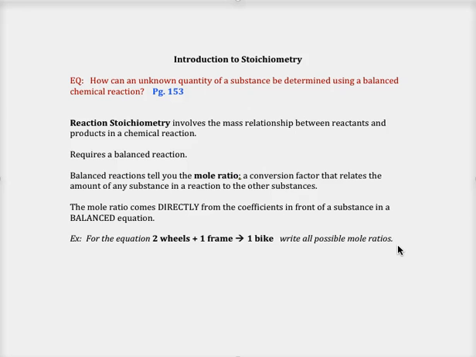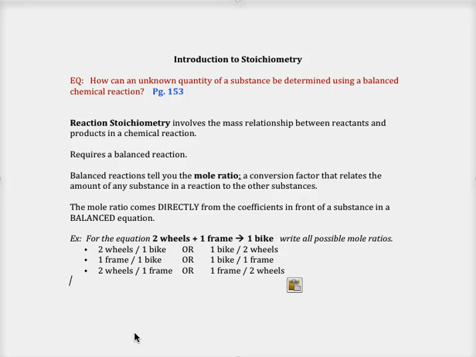So if I write them all out, I can write them either way. 2 wheels for every 1 bike, or I could write it the other way: 1 bike for every 2 wheels. Those things mean the same thing. But don't forget that the number 2, for example, must stay with wheels in order for it to be a true statement. So all of these are possible mole ratios that I could use to perform stoichiometry on this reaction.